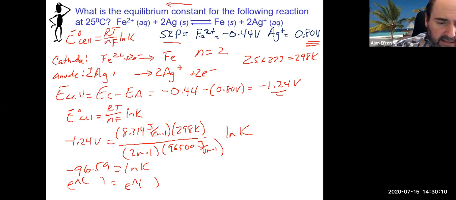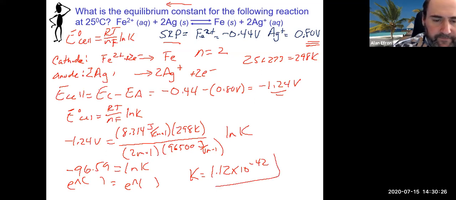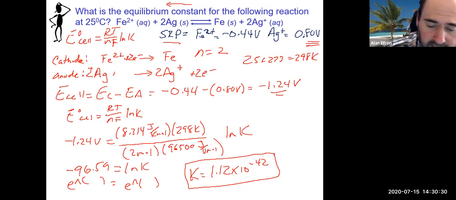And if I do that, that's going to give me a K value of, we'll call it 1.12 times 10 to the minus 42. Any questions on that calculation there?